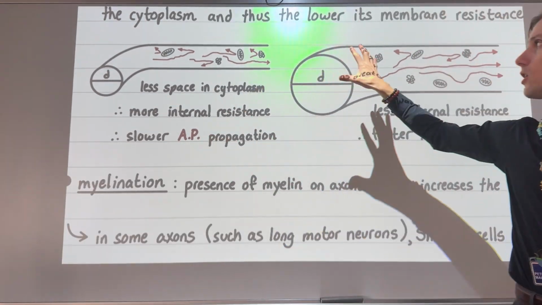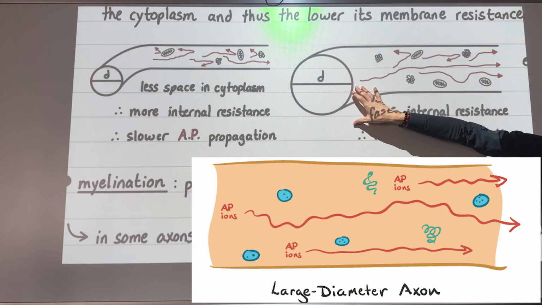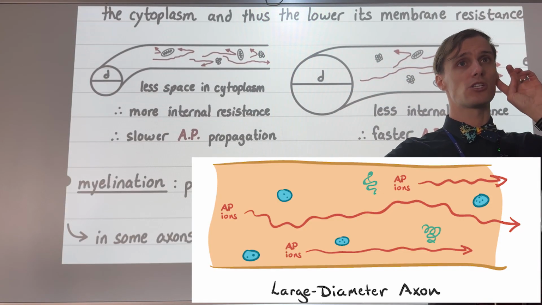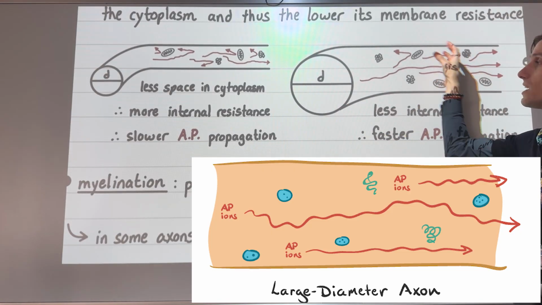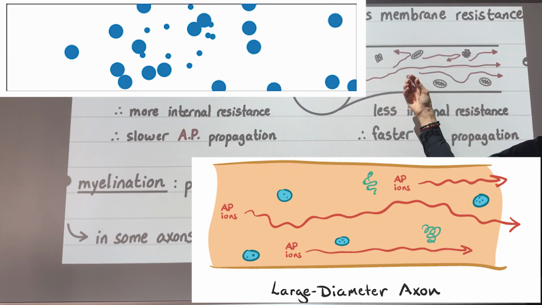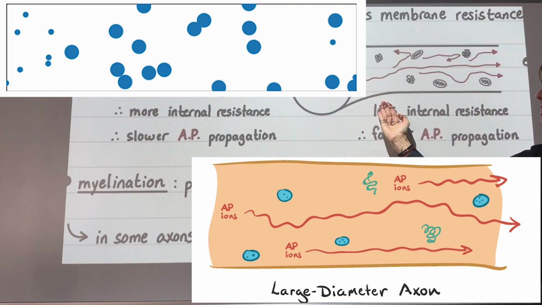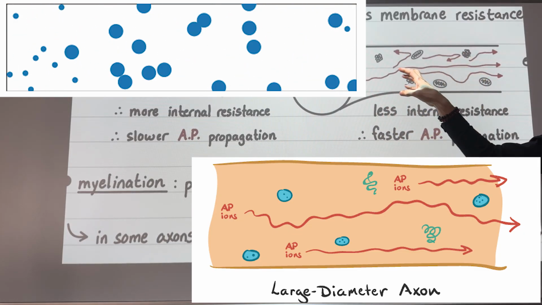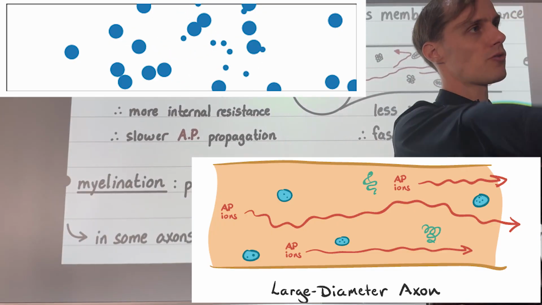Whereas if you look at a larger cross-sectional area, you have a larger volume of cytoplasm, and thus there's more space between the stuff inside the cytoplasm, which means that if I'm doing the same depolarize, depolarize, depolarize, there's less internal resistance. Thus, you're going to increase the rate.